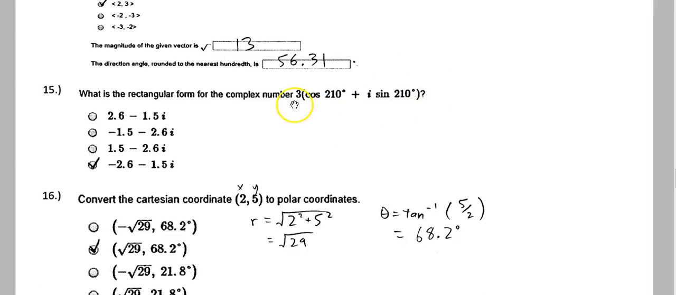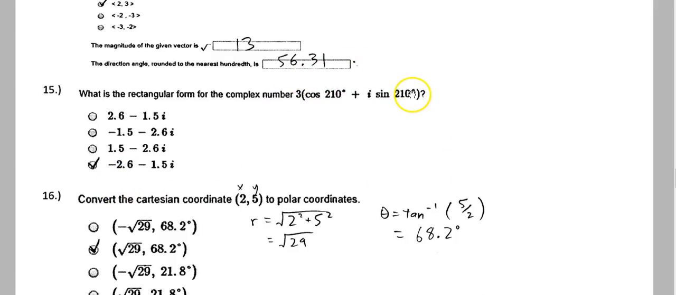Here we have the polar or trig form of a complex number. Now to convert it back to rectangular, this is actually as simple as just distributing. So you would do 3 times cosine of 210, which you can type into your calculator, or you can do this from the numbers you know on the unit circle. So that should have given you approximately negative 2.6.